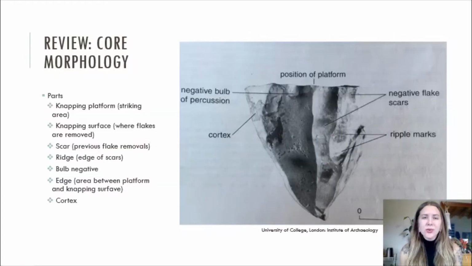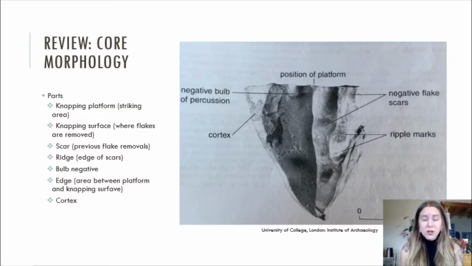Before we get into the material for this week, I wanted to include a couple of review slides. So you should recognize this slide from last week, since we're focusing on analysis this week. Being able to identify the different parts of cores and flakes is really important, as you'll rely on this throughout any lab work that you do.